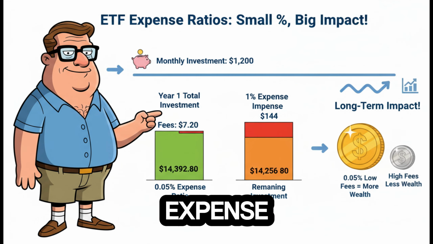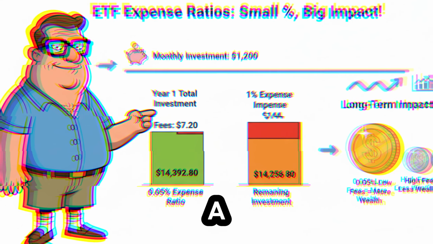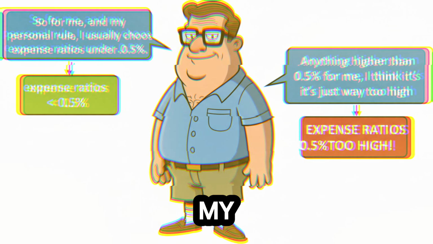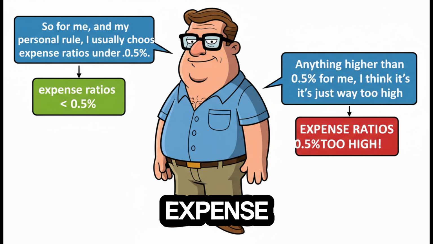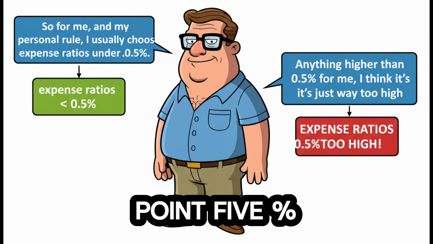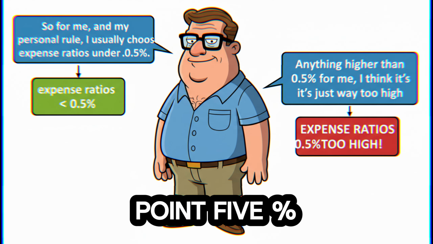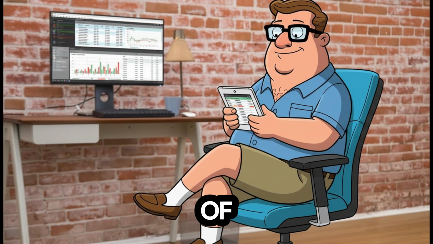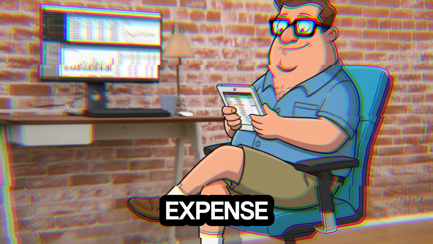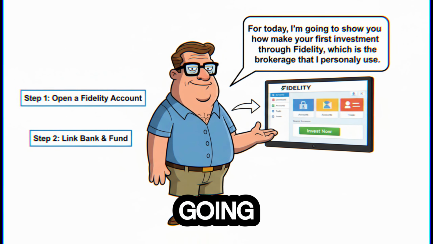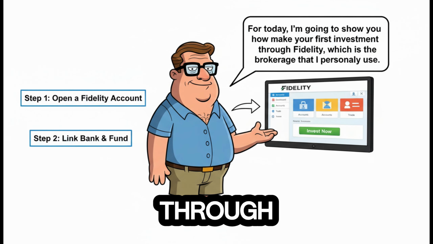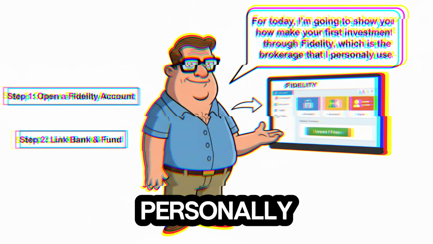And this difference in expense ratios actually compounds a lot over time. So for my personal rule, I usually choose expense ratios under 0.5%. Anything higher than 0.5%, I think is just way too high. I would stay away from them. Now, there are a lot of funds that have low expense ratios like QQQM, SPYM, and FZROX, which actually has a 0 expense ratio. So, for today, I'm going to show you how to make your first investment through Fidelity, which is the brokerage that I personally use.